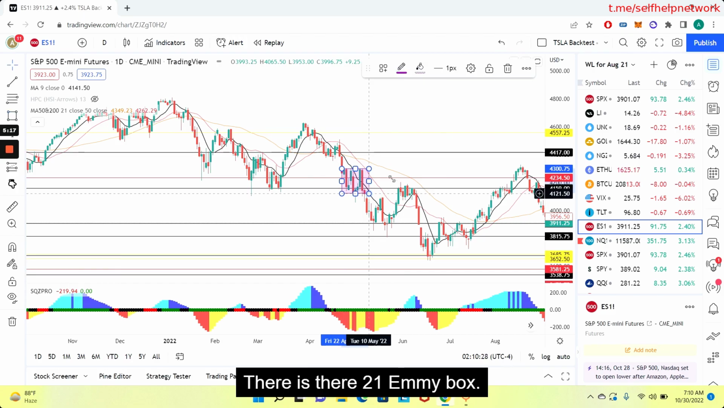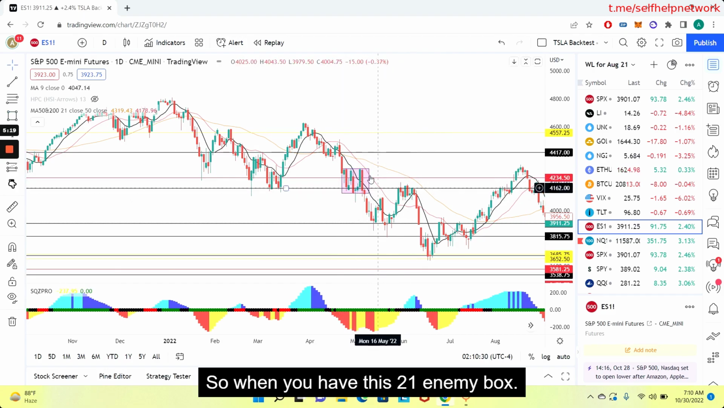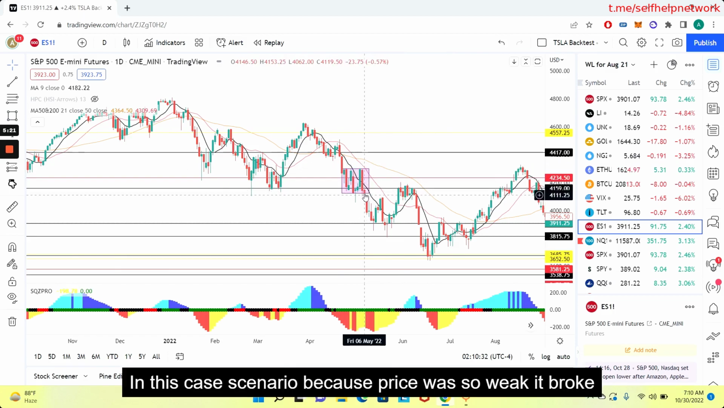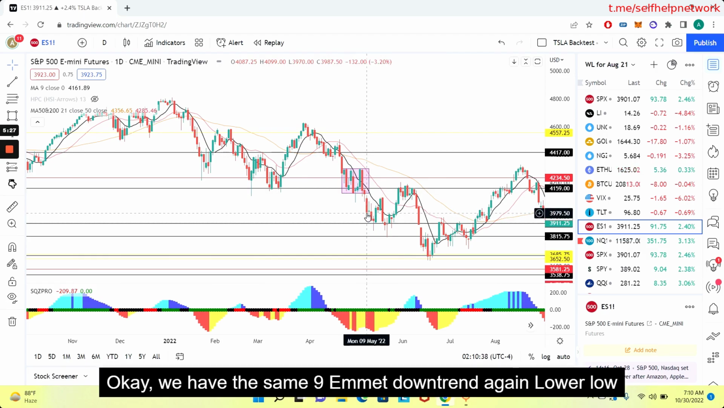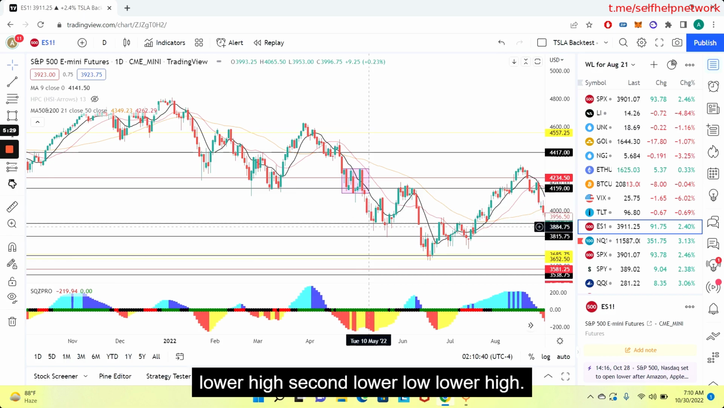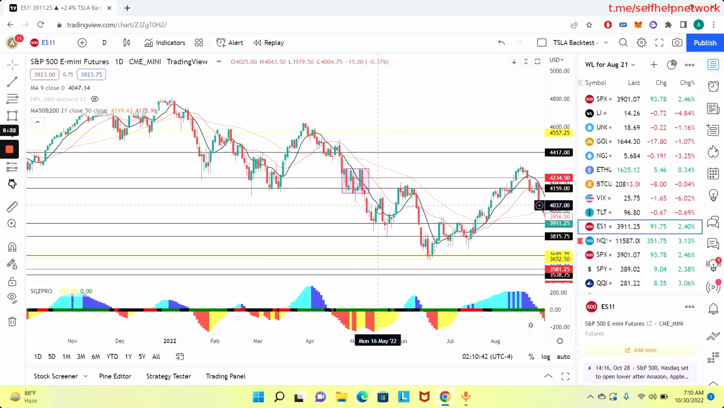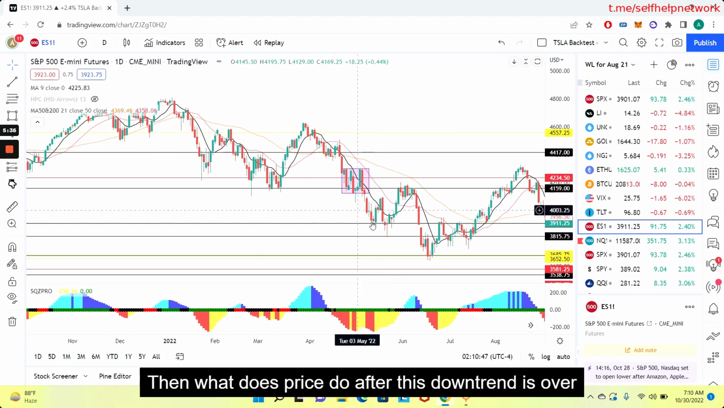There is a 21 MA box. So when you have this 21 MA box, in this scenario, because price was so weak, it broke lower. Okay, we have the same 9 MA downtrend again. Lower low, lower high, second lower low, lower high.